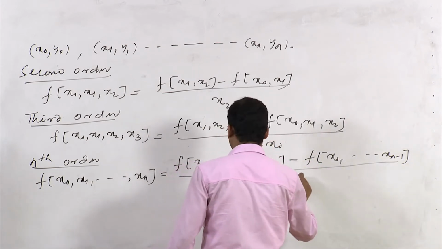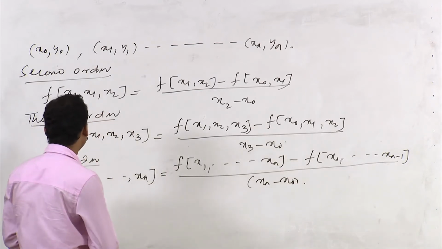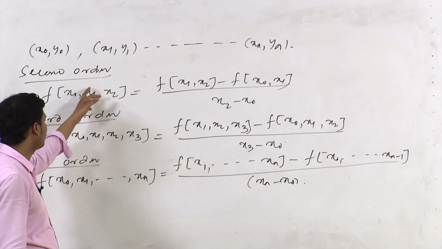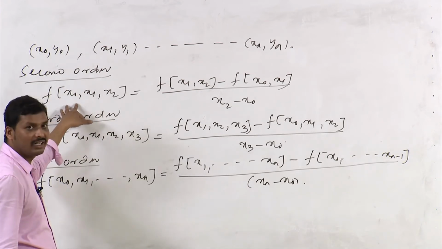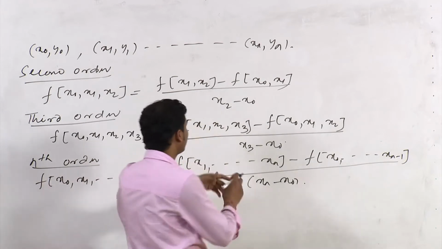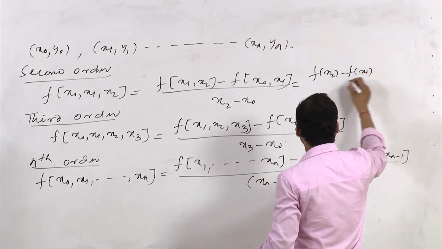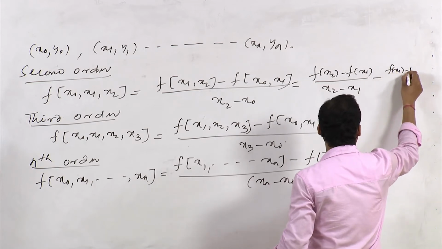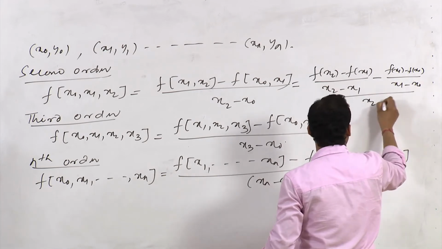divided by xn minus x0. We can see that the first order divided difference uses 2 points and establishes a relationship between the functional values at x1 and x0. And for the second order divided difference, if we again take these differences, it can be written in the form of f of x2 minus f of x1 divided by x2 minus x1, minus f of x1 minus f of x0 divided by x1 minus x0, all divided by x2 minus x0.